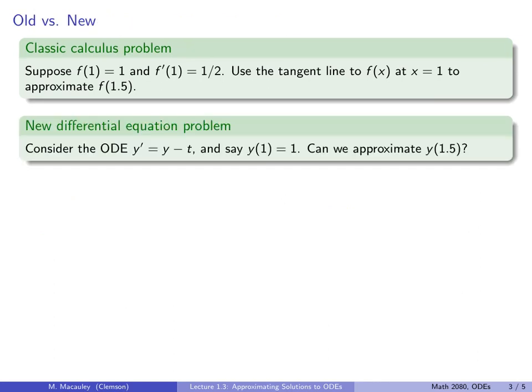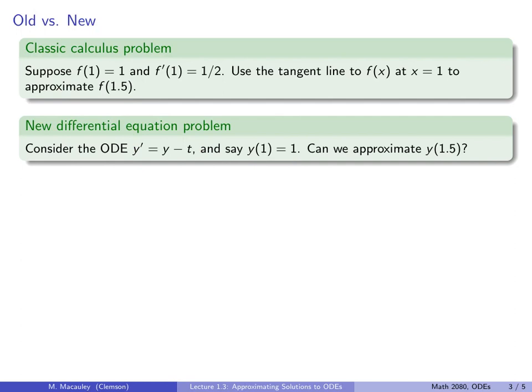Okay, so now in differential equations, we have a similar problem, and I'm putting the old problem up here just to compare it. Let's consider an ODE, y prime equals y minus t. Before we say more, remember that we will have a whole family of solutions to this. So let's suppose that we have a particular solution that satisfies y of 1 equals 1. Can we approximate this solution at something nearby, say 1.5?